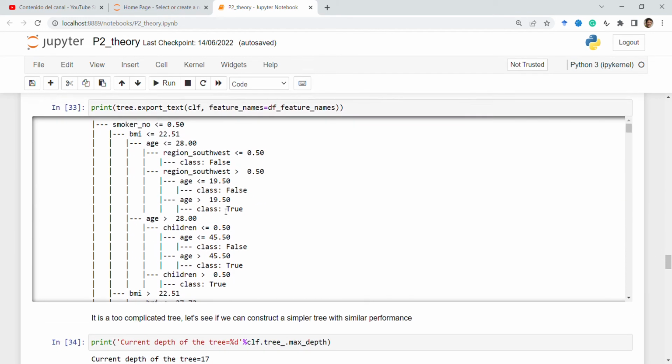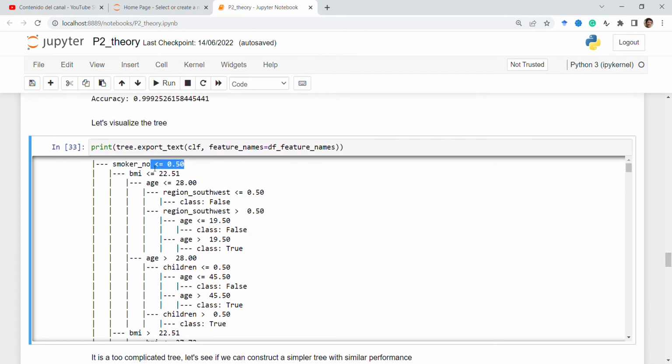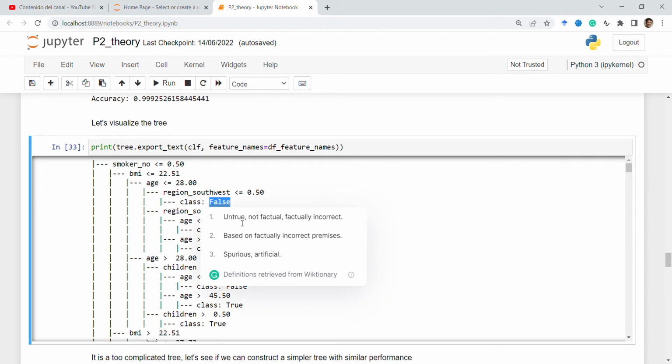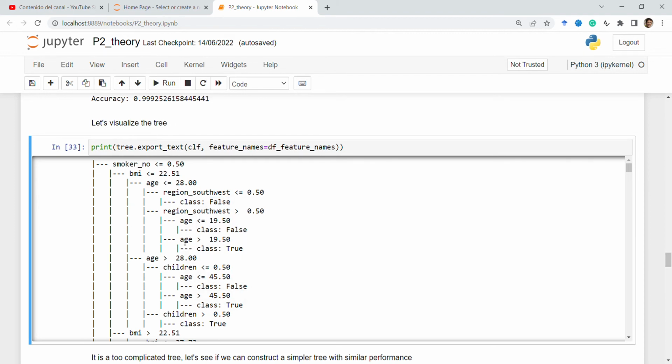So for instance here, if you don't smoke and your body mass index is smaller than 22 and your age is smaller than 28, and your region is southwest, then you will not be in the upper quarter. But if your age is smaller than 28, but you are in the southwest with an age larger than 20 years old, then you will be in the upper quarter as well.